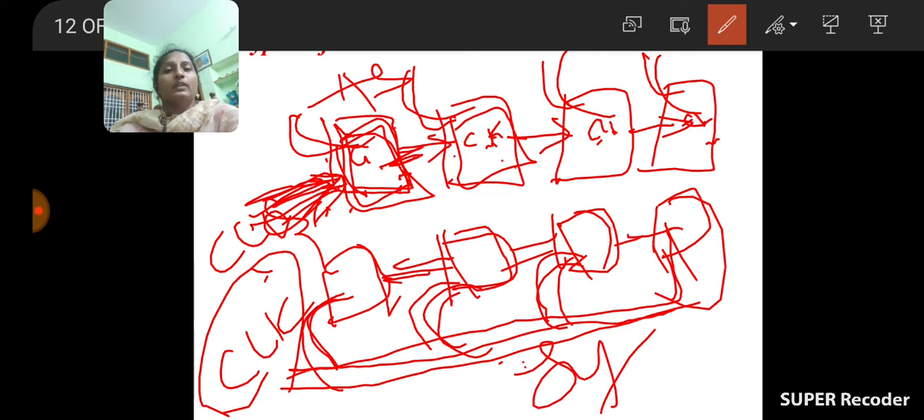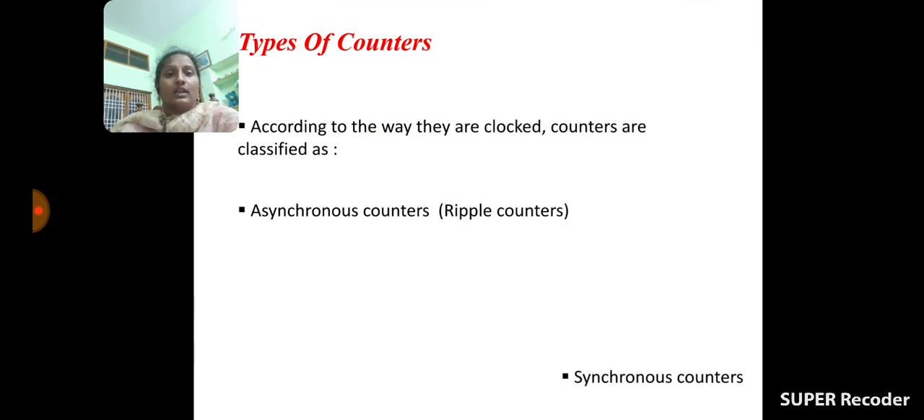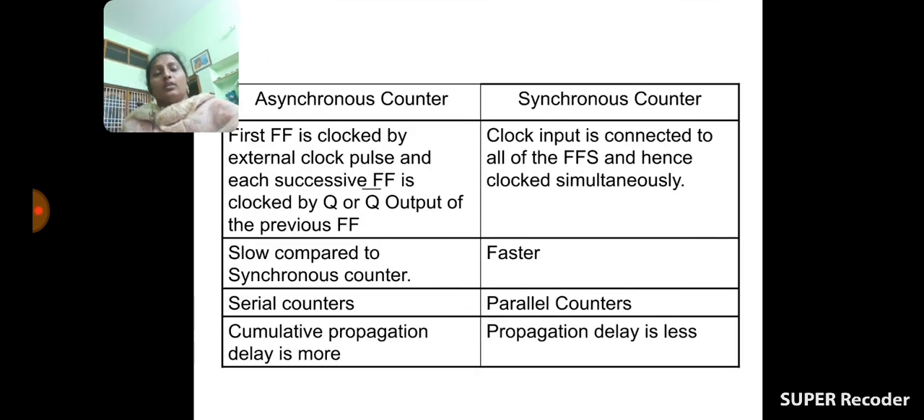So what is the main difference? In asynchronous, all the flip-flops are not triggered by the same clock pulse. The external clock pulse is applied to only one flip-flop, and the remaining flip-flops get the clock pulse from the previous stage. While coming to the synchronous, the clock pulse must be applied to all the flip-flops. Simply, all the flip-flops are triggered by the same clock pulse. So this is the main difference between synchronous and asynchronous. Is it clear?